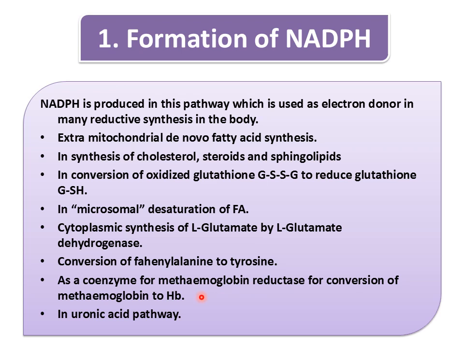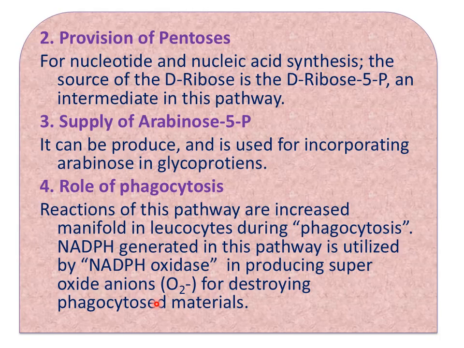So what is methemoglobin? Hemoglobin has iron in the +2 position, right? So methemoglobin has iron in the +3 position. So to reduce that +3 to +2, this acts as a coenzyme. Then in the uronic acid pathway also it is utilized.